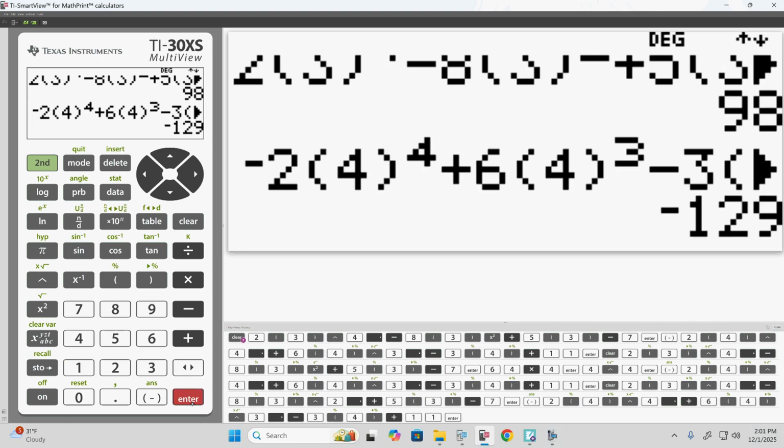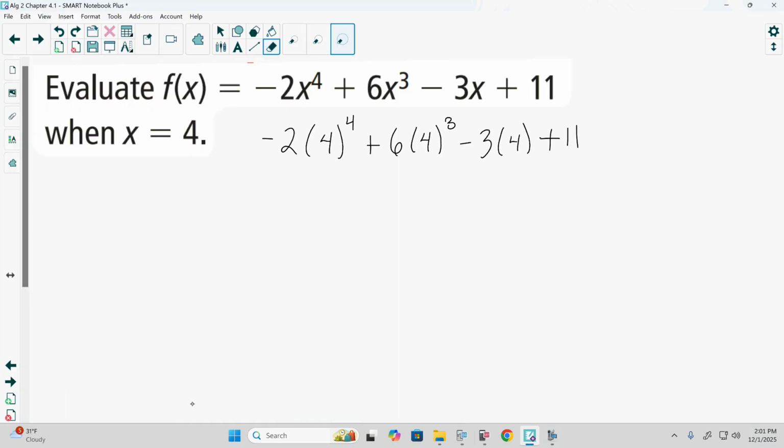And when we type it all in, we should get negative 129. It might be good to make sure you have one out, especially when we start graphing or doing other things with the calculators, so we can work through it together. So you get some practice with typing these.